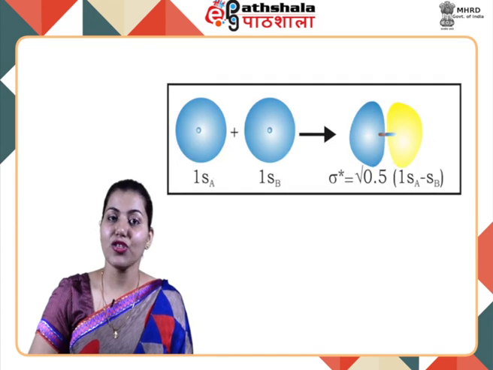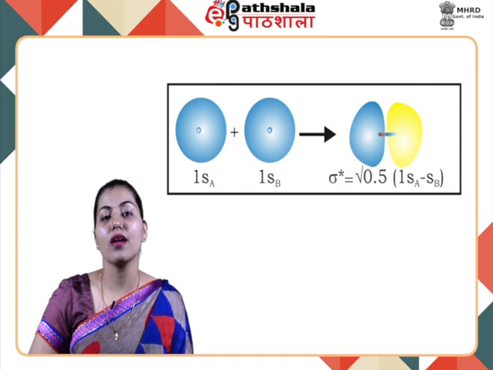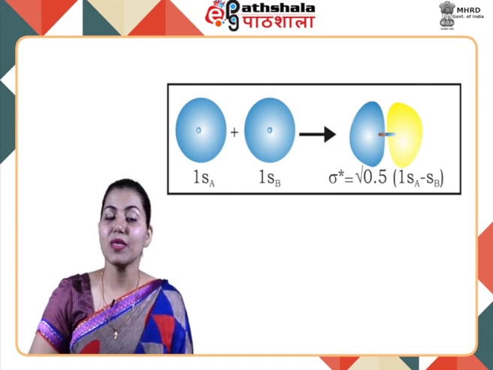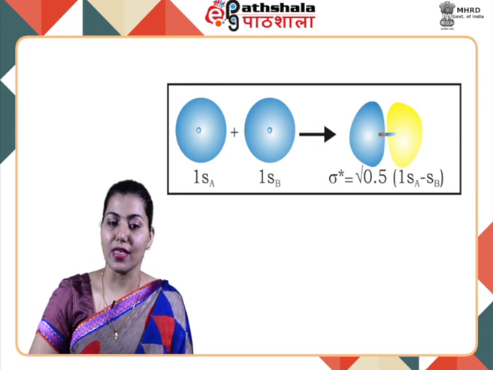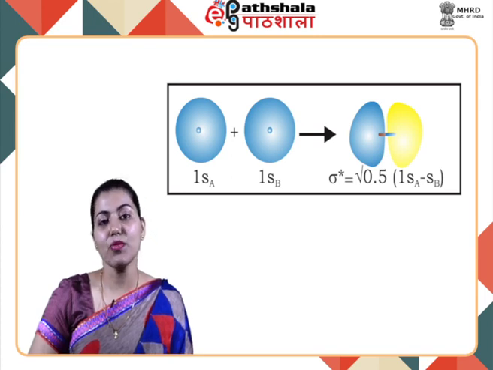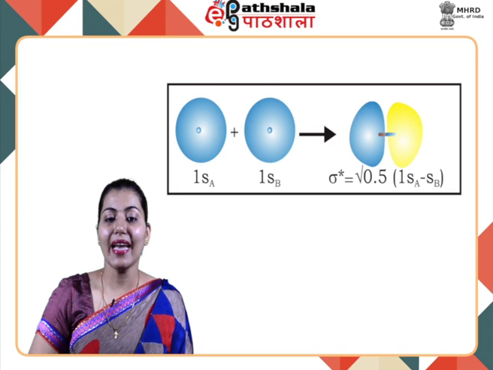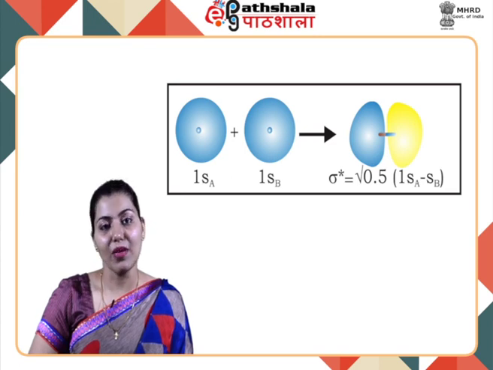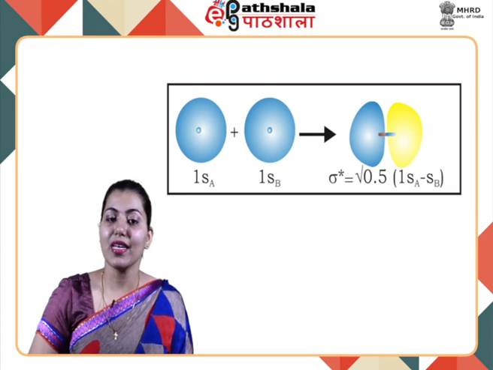The next consideration is if both the combining 1s functions are out of phase. This produces a molecular orbital with a node between the atoms, which is also symmetrical about the H-H axis. This is known as an antibonding molecular orbital and is given a sigma star label because of its symmetry. The star indicates the antibonding level.